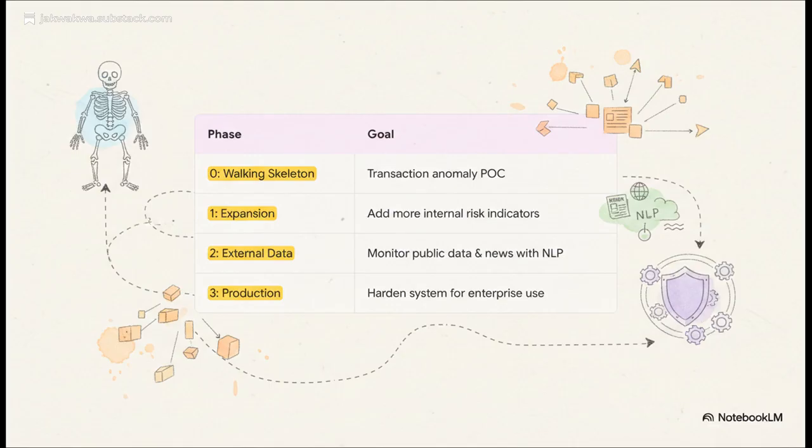But because it worked, they could confidently move to Phase 1 and start adding more data. Then Phase 2, where they start pulling in news from the outside world. And finally, Phase 3, where they make the whole thing rock solid for the entire company. That little 6-week project proved this whole ambitious plan was possible.